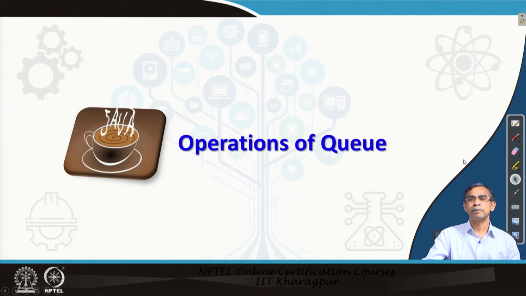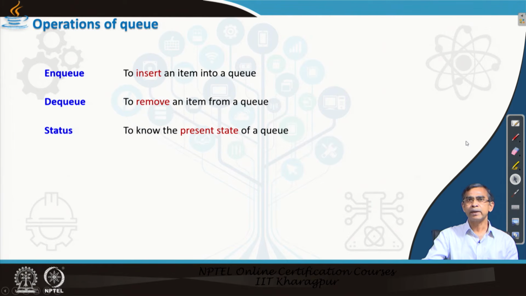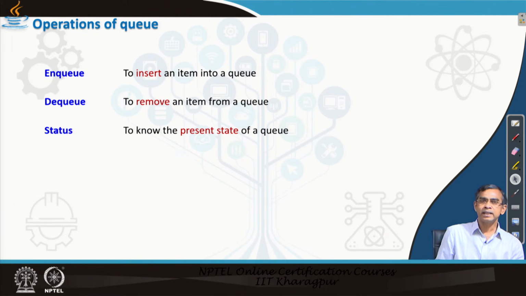Now we will discuss the operations of a queue. First we will discuss a few operations using an array, and then finally the linked list. As you know, the operations are pretty simple. There are three types of operations: enqueue, dequeue, and status. Status represents size, availability, empty, all these things, just like the stack. Enqueue is insertion, and dequeue is deletion of an item from the queue.